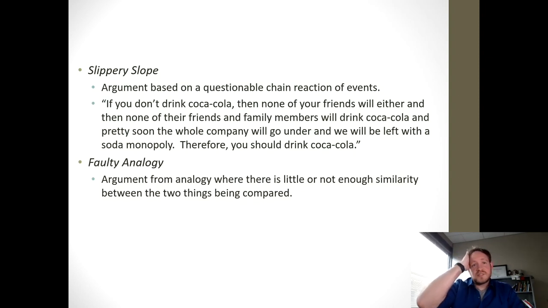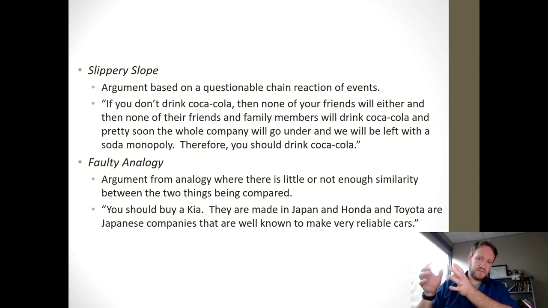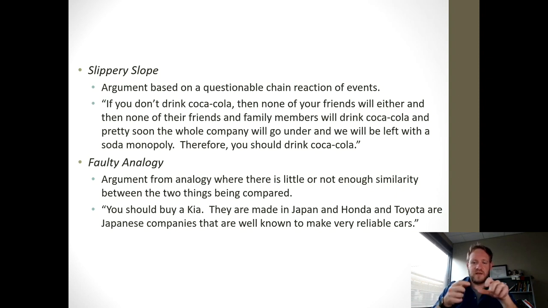The last one we get here is a faulty analogy. Analogy is when we compare two different things and try to say, because these things are so similar and this one thing has this feature, then the other thing we're comparing it with must also have that feature, right? Sometimes we do this with cars. That's actually the example I have. You should buy a Kia. They are made in Japan, and Honda and Toyota are Japanese companies that are well known to make very reliable cars, right? So what's the analogy here? Well, the analogy is between Kia and Honda and Toyota, and the feature being compared is that they are Japanese companies, right?